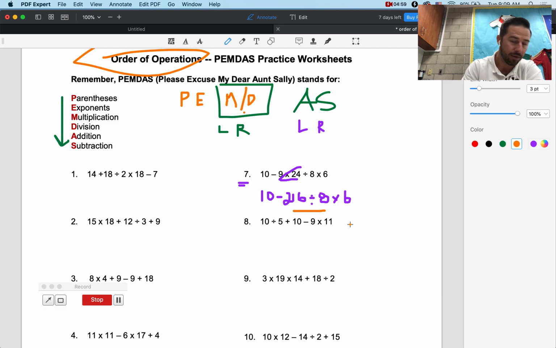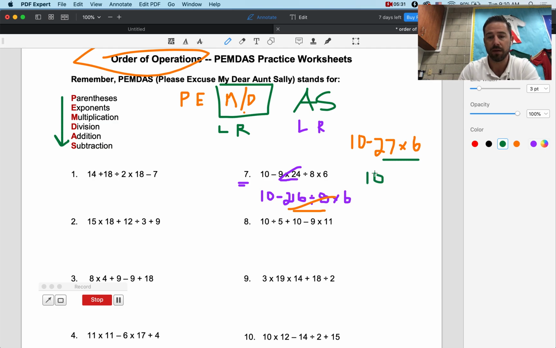216 divided by 8 is 27. So this becomes 27 now, and we rewrite it. 10 minus 27 times 6. Okay, we reset again. And we say, okay, remember, we're not going to do 10 minus 27 first. We're looking in our order of operations. Multiplication is going to come before subtraction. So we have to do 27 times 6. And we get 162. So we have 10 minus 162. And I think we get negative 152.